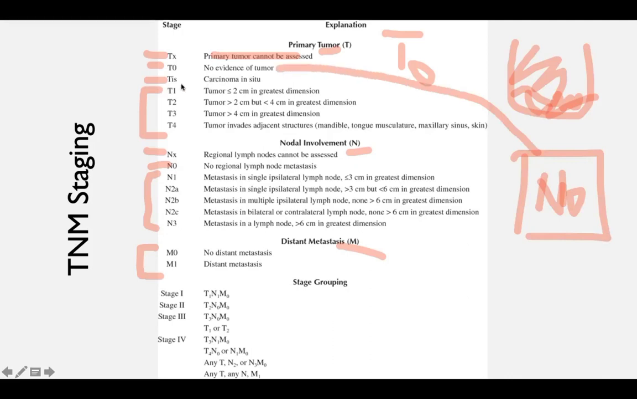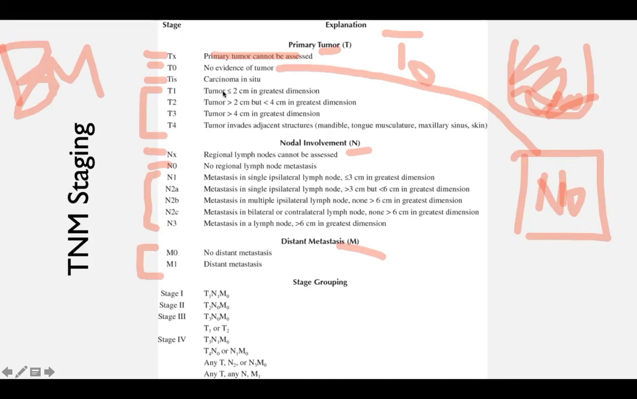And then TIS, IS means in situ. So tumor in situ or carcinoma in situ means that it has not crossed the connective tissue basement membrane. T1 to T4 are the tumor stages, the mass according to the size.